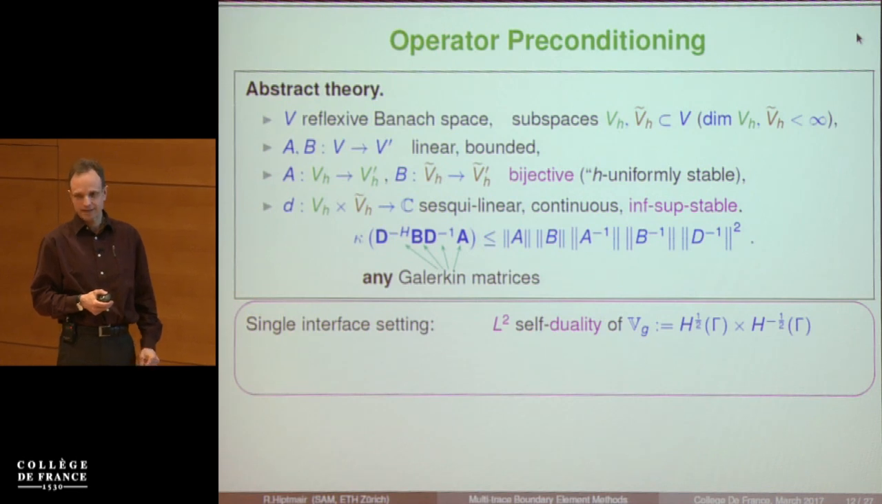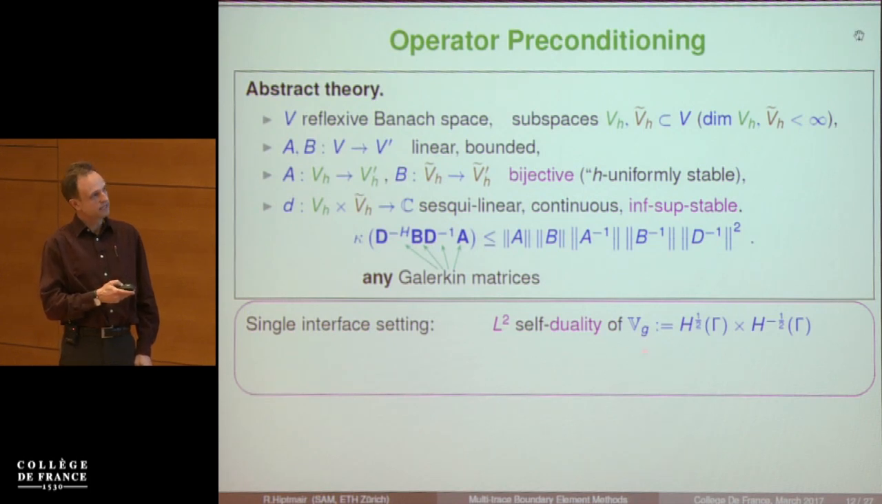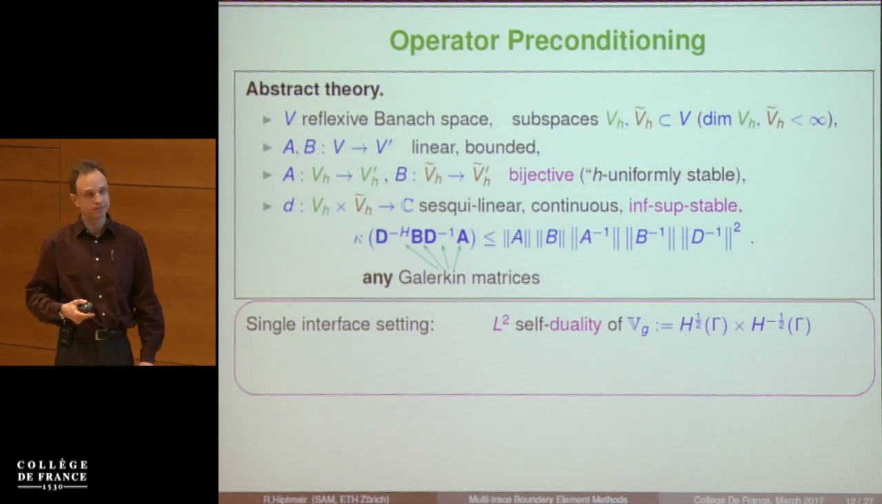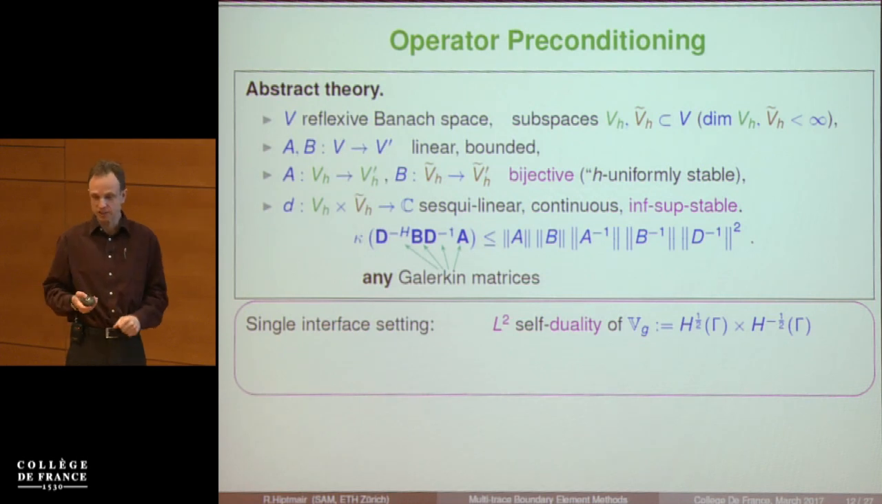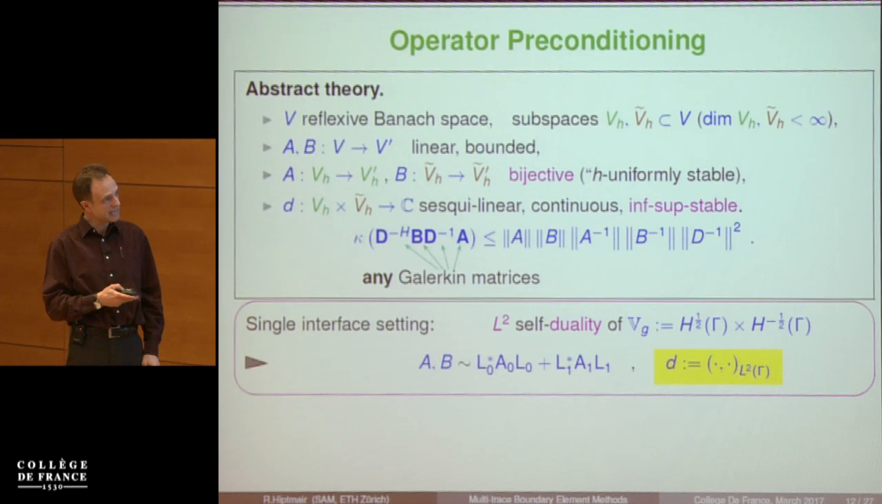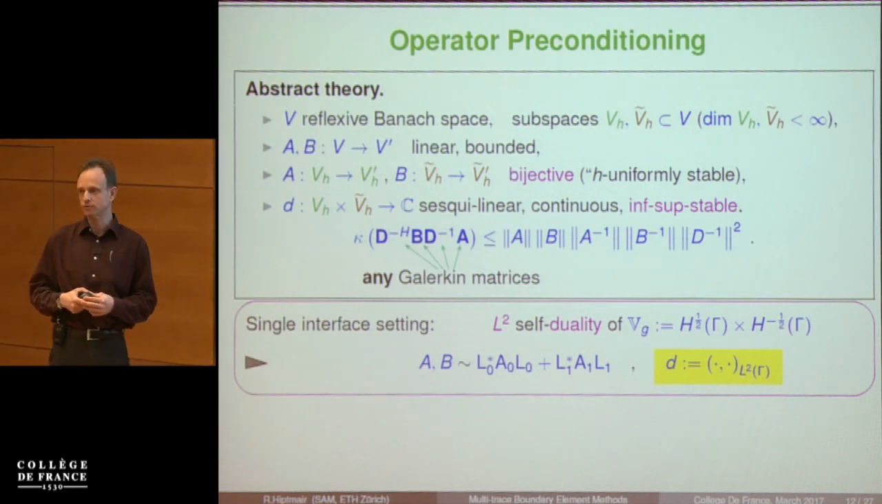So, for the single trace formulation on a single interface, this is an excellent technique. How can it be applied? This is the space V. The space V is self-dual. So V and V prime are essentially the same, and the duality is given by L2. So the D here will just be the L2 pairing that induces the duality of the Cauchy trace space.